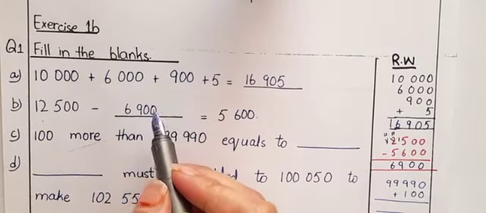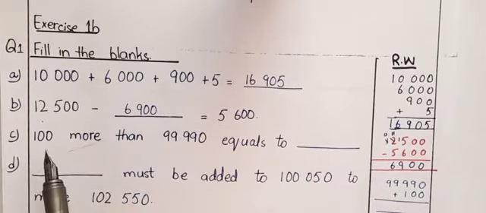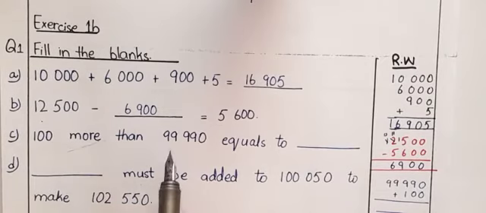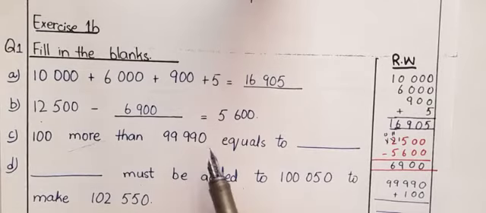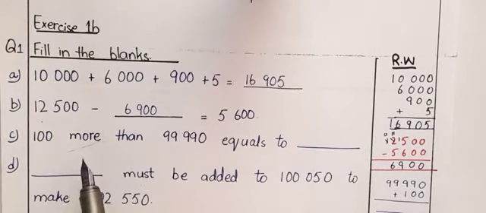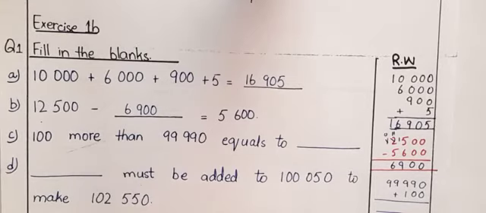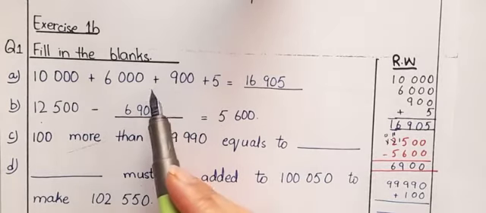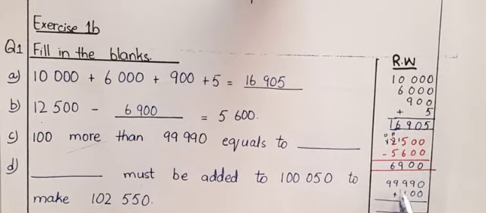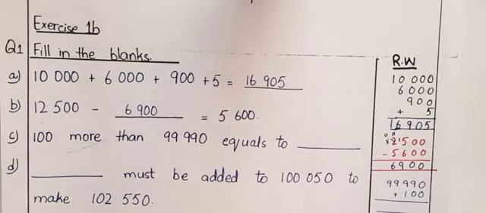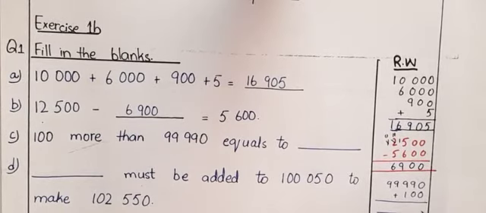Let's move toward our next blank, that is 100 more than 99,990 equals to. As we know, we have learned in class 3 and even in class 4 that "more than" means to increase, and for increasing we always add. So I have written 99,990, and because we have to add 100, so 0 in place of ones, 0 in place of tens, 1 in place of hundreds. Let's start addition.